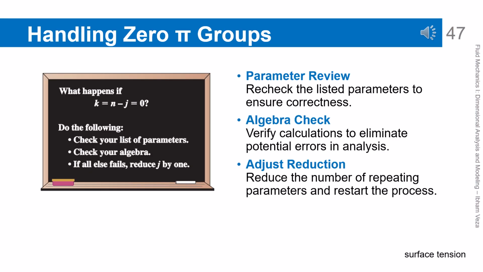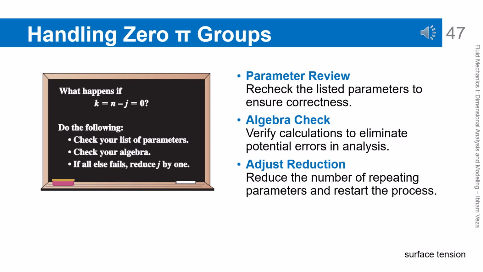Handling zero pi groups. If a pi group turns out to be zero or meaningless, the list of parameters must be checked again. The error may come from the choice of parameters or from algebraic mistakes.